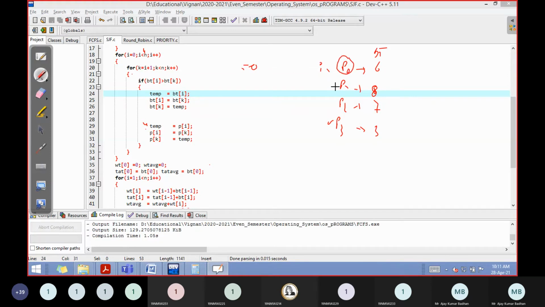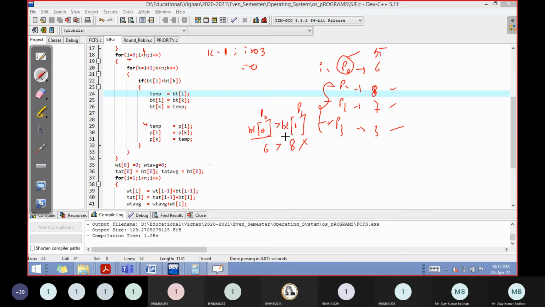Now this process will be compared with all these processes. So for k equal to i plus 1, that is nothing but k is equal to 1. So 1 to 4, less than n, so 1 to 3 we are going to compare. So this process will be compared with these processes. Now, what is i here initially? 0, right? So if the burst time of process 0 is greater than the burst time of process k, which is 1. So this is process P0, this is process P1. What is the burst time of process P0 here? 6. If 6 is greater than the burst time of process P1, 8.